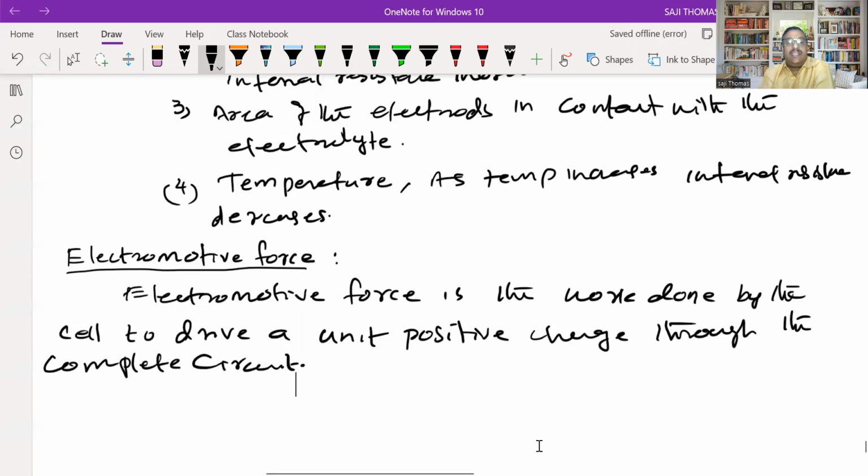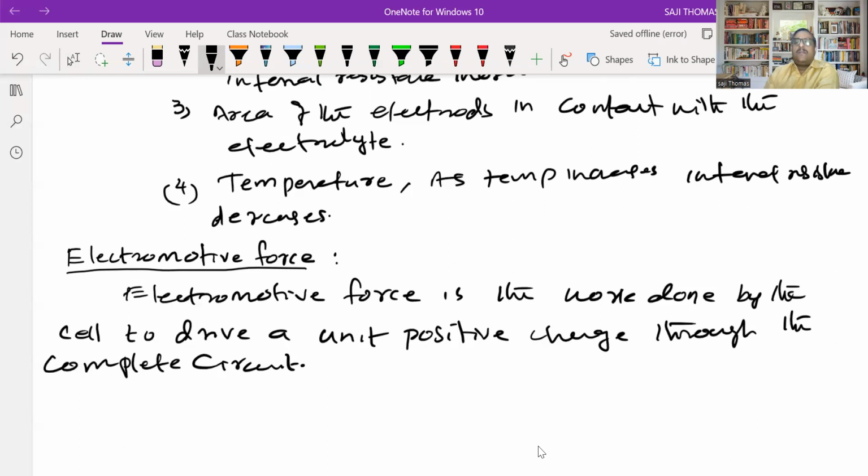Now we can measure the EMF. How will you measure the EMF? You can use a voltmeter to measure the EMF. So we measure the EMF as the potential difference between the terminals of the cell when the cell is in an open circuit. That means no current is drawn from the cell. So you have to connect the cell to a voltmeter directly.